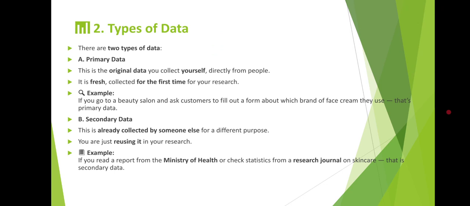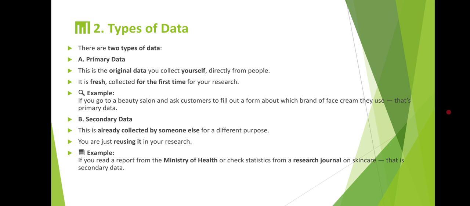Next topic we have types of data. So basically we have two type of data. Firstly we have primary data as well as secondary data. So let's understand both one by one. So what is the primary data? Basically this is the original data you collect yourself directly from people, and it is fresh, collected for the first time for your research. For example, if you go to a beauty salon and ask customer to fill out a form about which brand of face cream they use, that's a primary data.